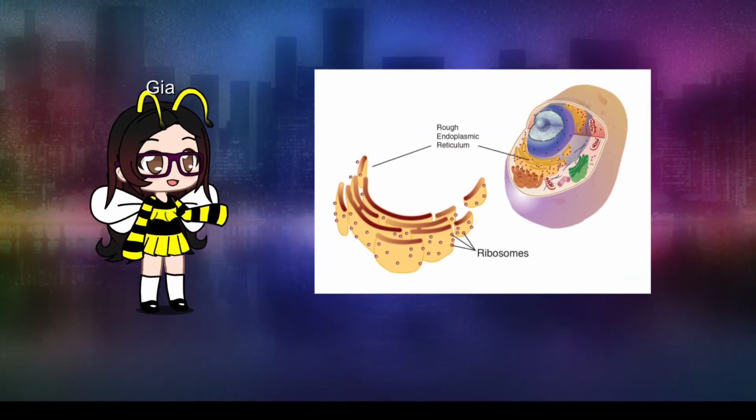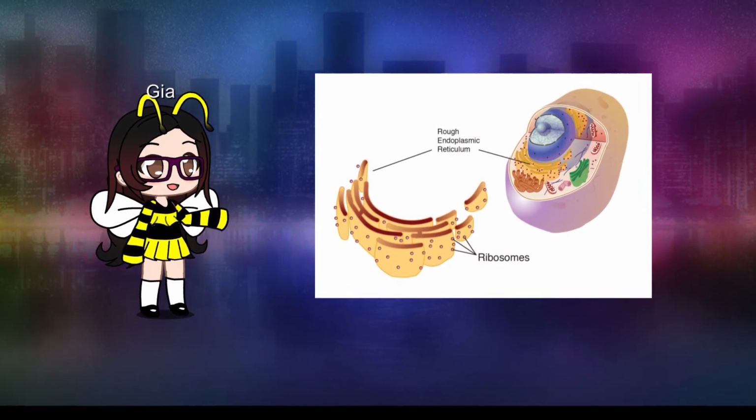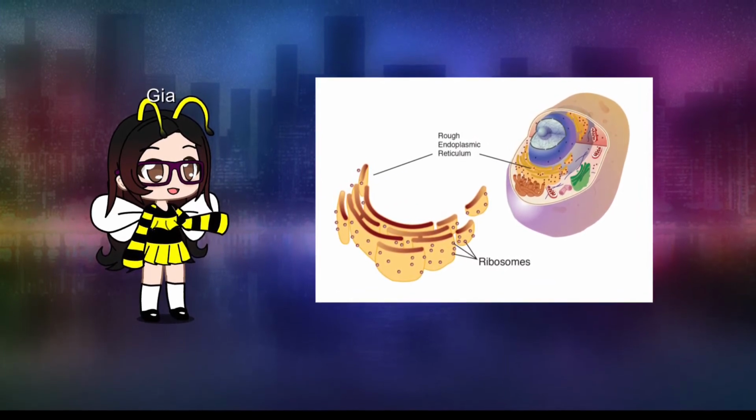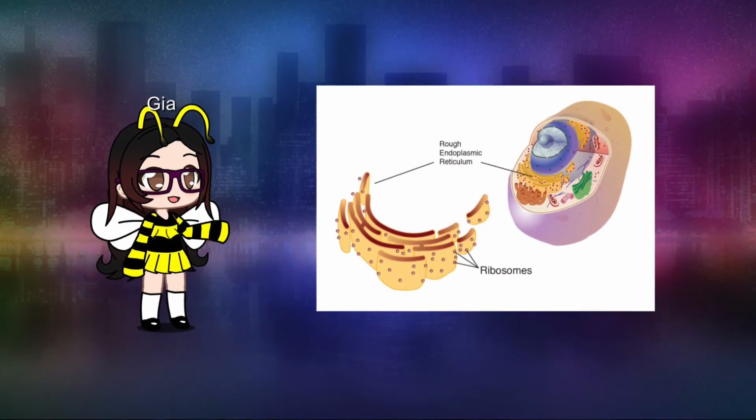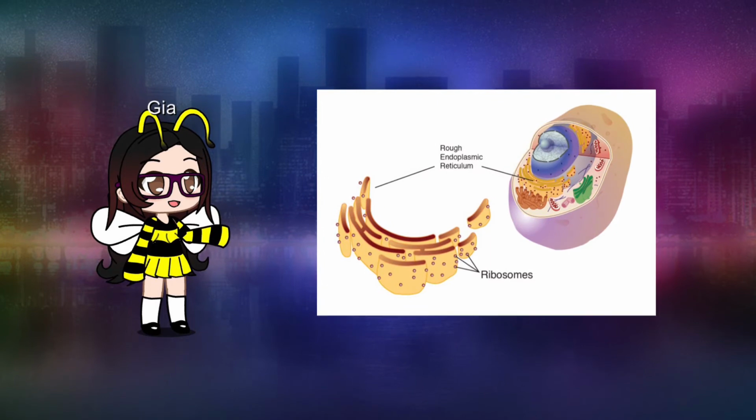Ribosomes are found within all living cells and perform biological protein synthesis. These guys make the proteins. They can be found floating around in the cytoplasm or attached to the ER.